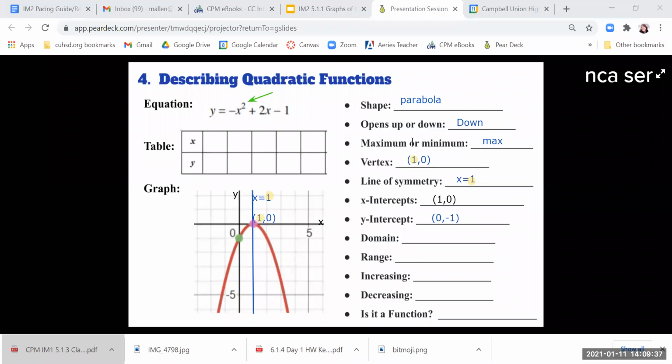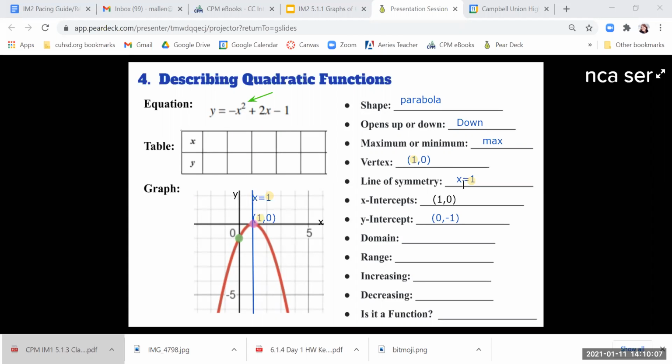So once again, we know it has a maximum because it looks like a hill and there's a highest point. So that is considered the maximum. So our maximum in this case is at the vertex (1, 0). The line of symmetry that goes right down the middle, it always goes through the vertex, and that line of symmetry has an equation of x equals 1. And this number will always match this number. So the 1 for the axis of symmetry is the same as the 1 in the vertex.